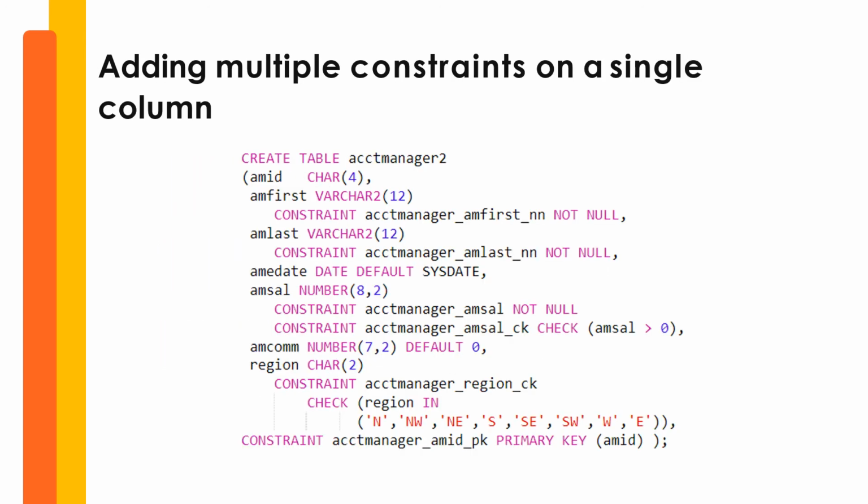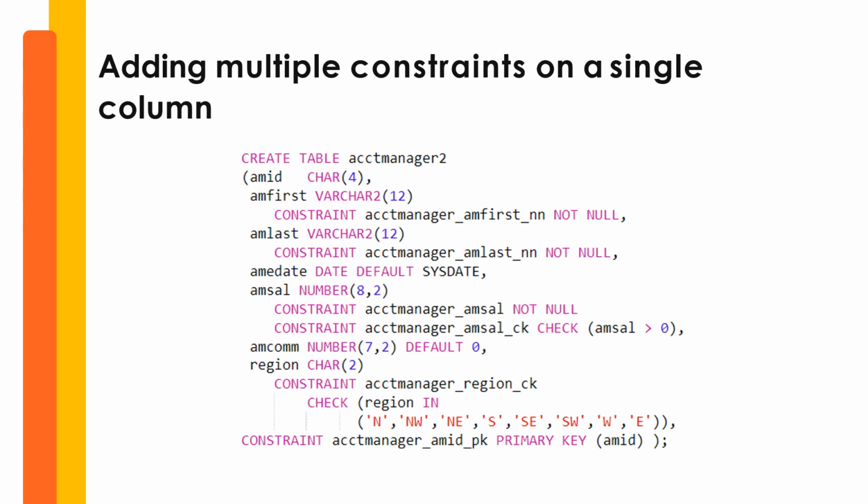The following is an example of adding multiple constraints on a single column. But first, let us check the constraint in the AM first and the AM last. As we can see, we have specified them to be not null. Next, let's take a look at the AM salary. As we can see, we have two constraints for the AM sal. First, it should be not null, and next, we check if it is greater than 0.